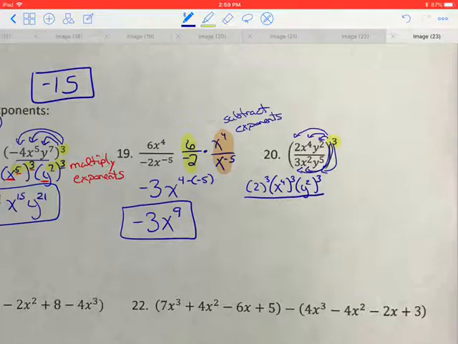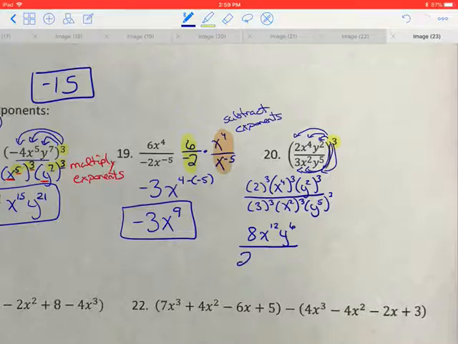Then I go to the denominator and I do the same thing. 3 gets raised to the 3rd power, x squared gets raised to the 3rd power, y to the 5th gets raised to the 3rd power. All right, so now I want to clean that up. 2 to the 3rd is 2 times 2 times 2, so that's 8. Remember, this is where we multiply exponents, so x to the 12th, y to the 6th. On the bottom, 3 times 3 times 3 is 27. I get x to the 6th, y to the 15th.